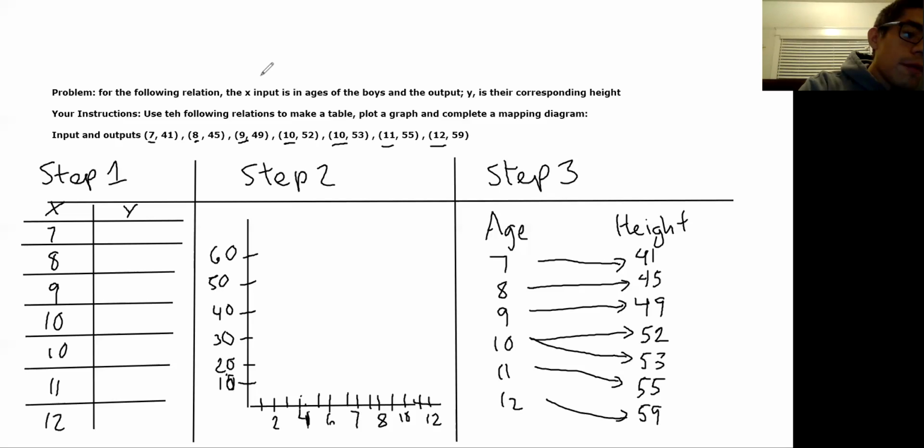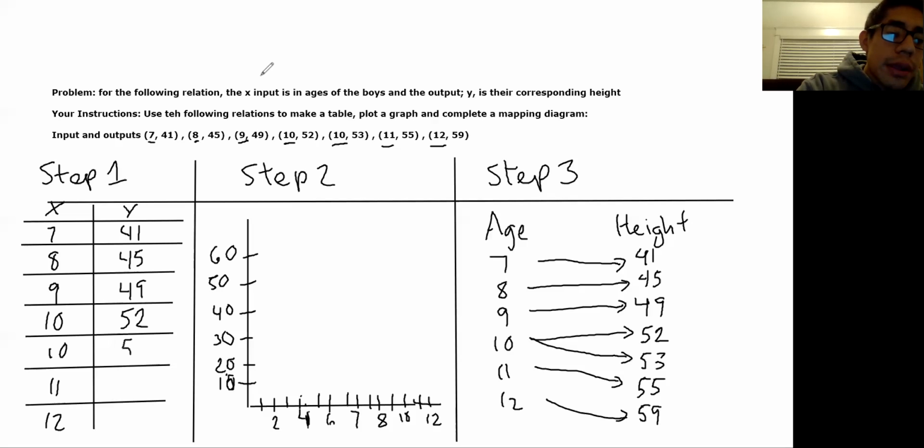and this is 12. Now we're going to do all the y values, which is the other number in the coordinate point. For 7, its corresponding partner was 41. For the input of 8, my output is 45. For my input of 9, it's going to be 49. For 10, it's going to be 52.